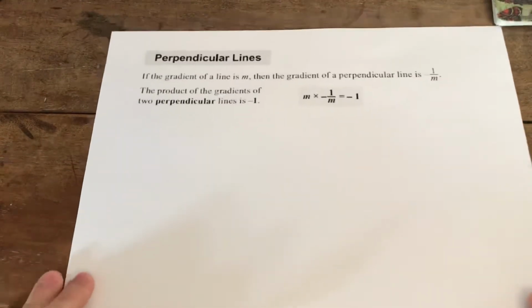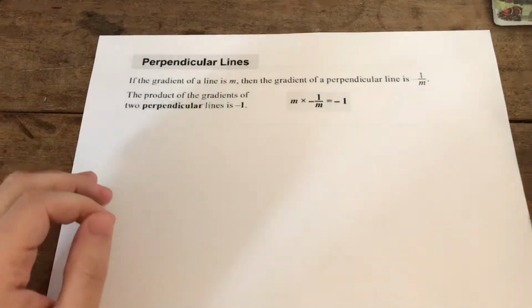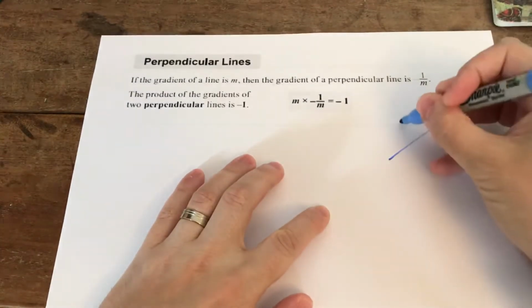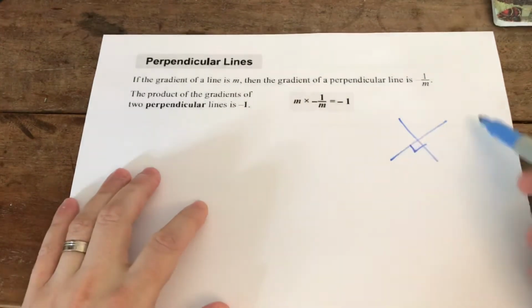So what we're going to be doing today is building on what you have done in the past with parallel lines and equation of a straight line by finding the equation for perpendicular lines. A perpendicular line is a line that meets another line at 90 degrees. So if we have a look, that's what we should expect.